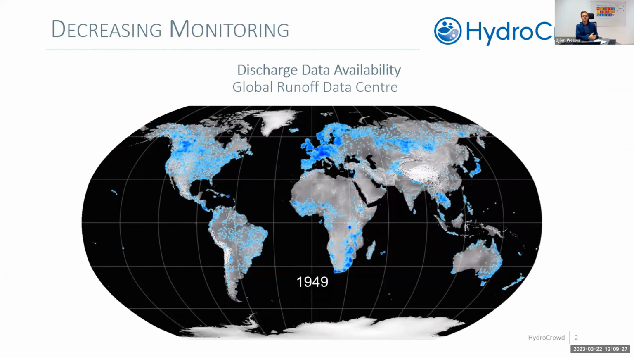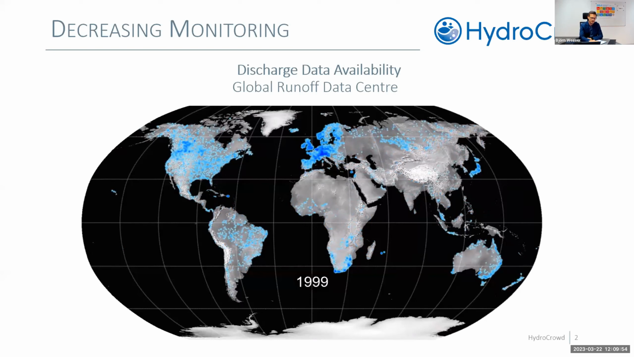On this map, you can see discharge data, which is available from the Global Runoff Data Center at specific time steps. What you can clearly see is that the number of stations in the data has reduced dramatically in the last 30 years. This is particularly true in the global south, since there are not enough resources to operate extensive monitoring networks. Hence the number in these regions really decreased.